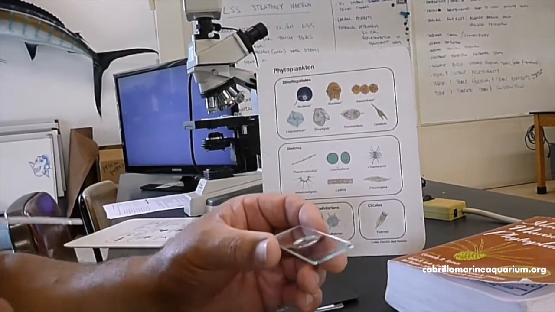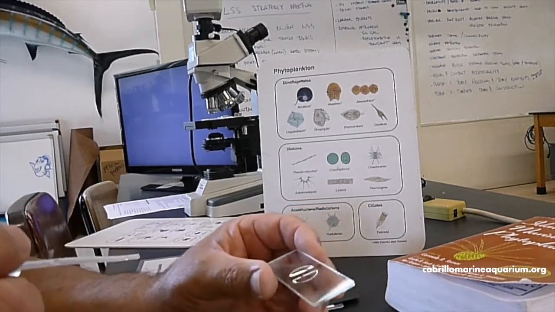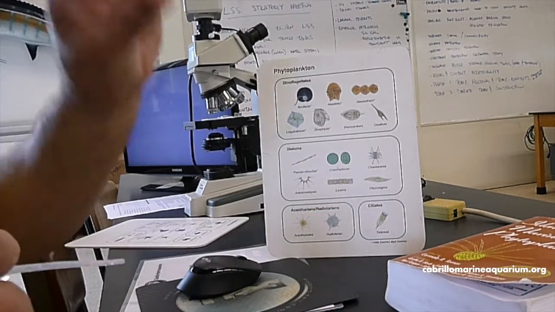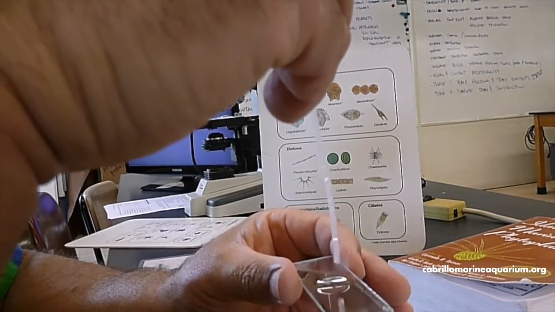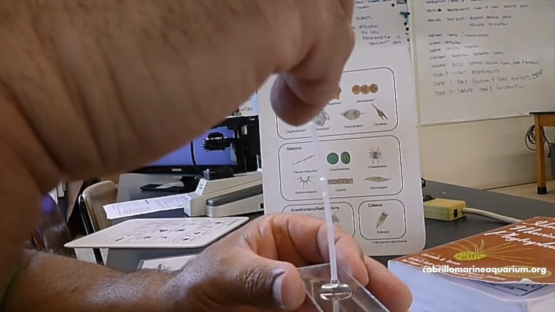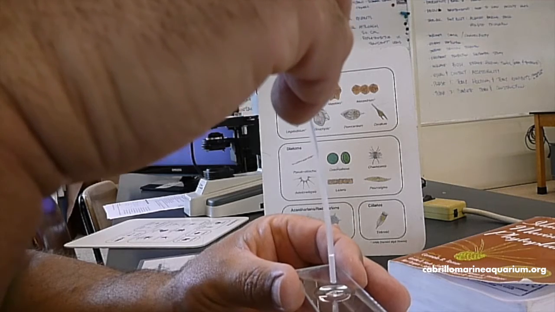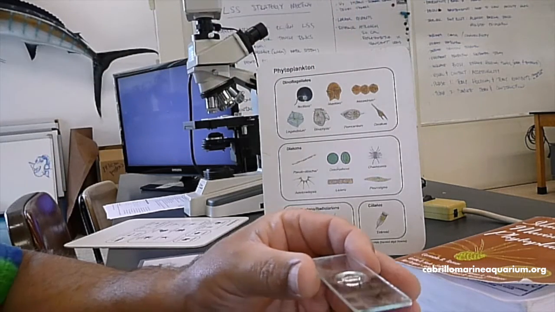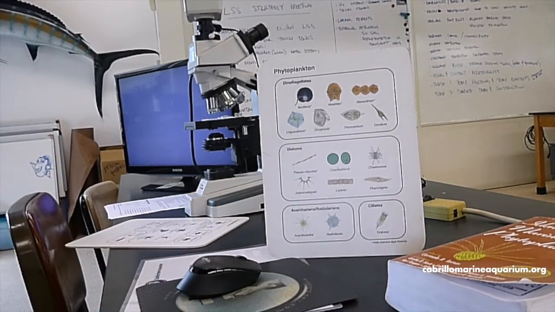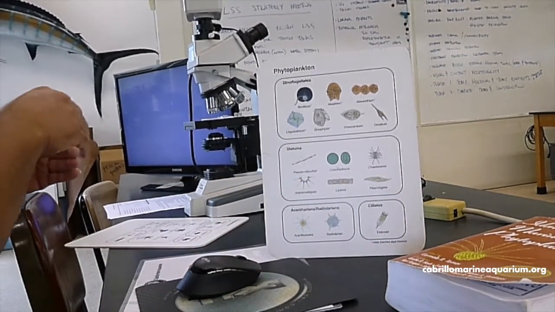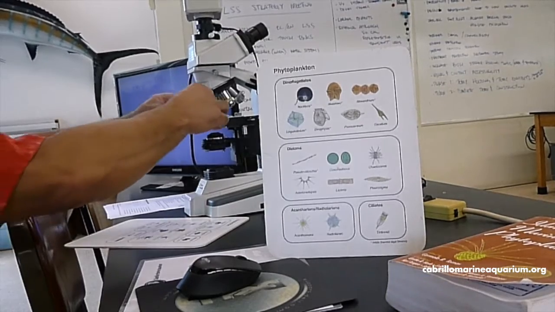To get a good look at the plankton that I caught, we're going to need a microscope slide, and a couple of drops of water with the plankton inside. This microscope is hooked up to a monitor so I can record what we see. So let's take a look.